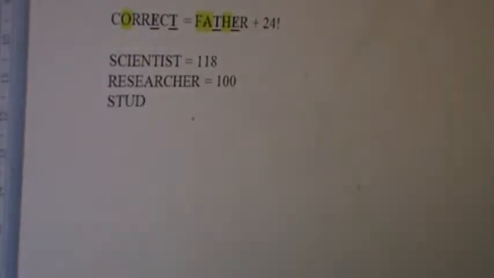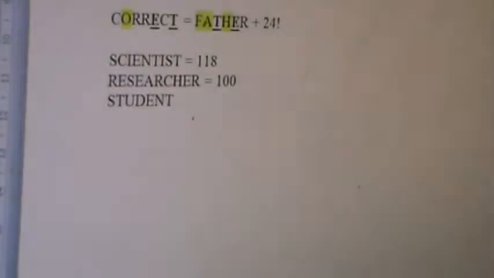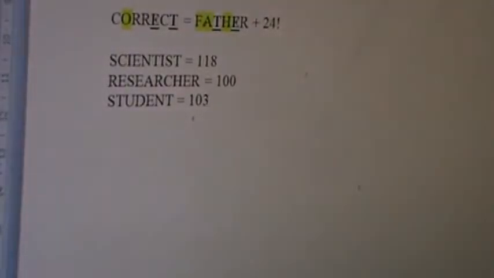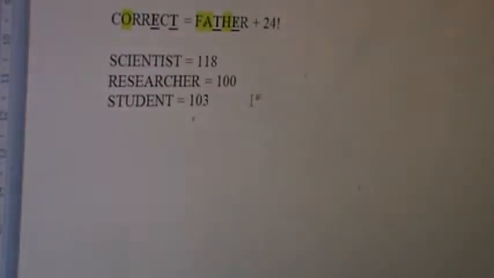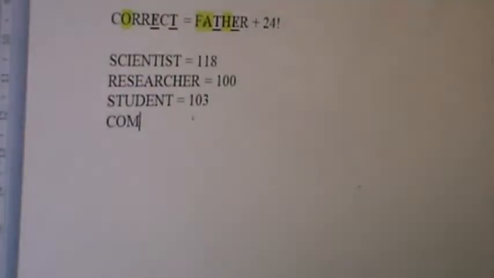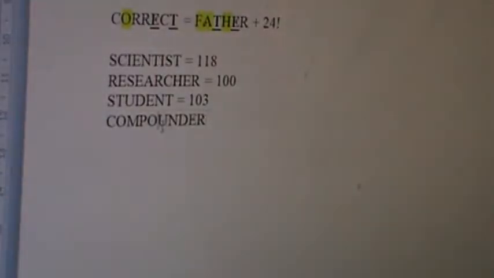you can call them a student. They are a student of science, student of the world. It's very obvious, the offset from Father. Okay, so it's all offset from Father in multiples of 3. And then you look at how these differ by 3s. Scientist, researcher, student, and back in the day you could have called them, I don't know, I'm just coming up with a compounder, someone who mixes different compounds.